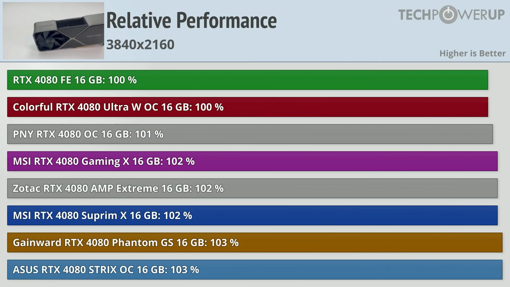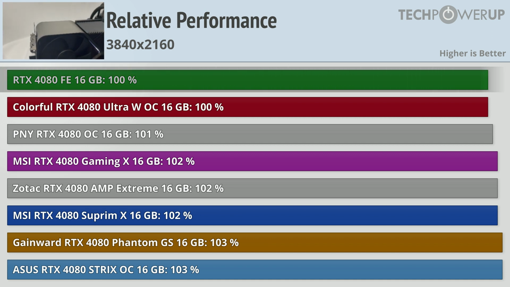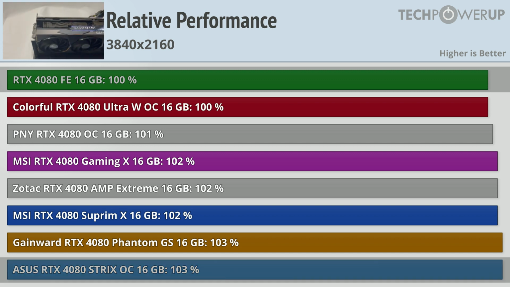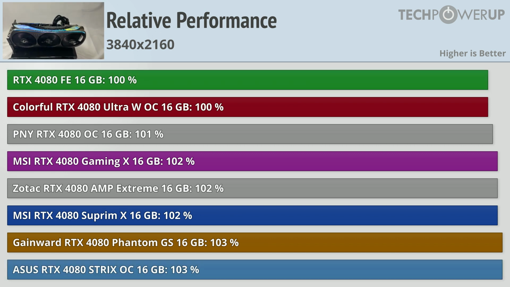And quickly looking at partner cards, you can see that the RTX 4080 FE, the vanilla version, is pretty much in good company with even the fastest ASUS RTX 4080 Strix OC, which is 3% faster than the base model. This is pretty good news since it means that any RTX 4080 is going to compare pretty favorably to each other and really let you compare them each on price.